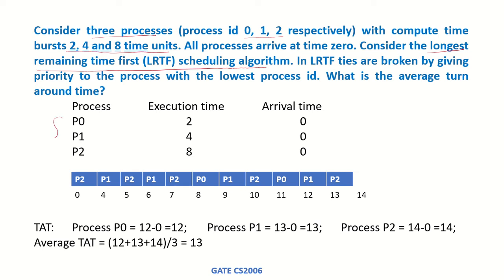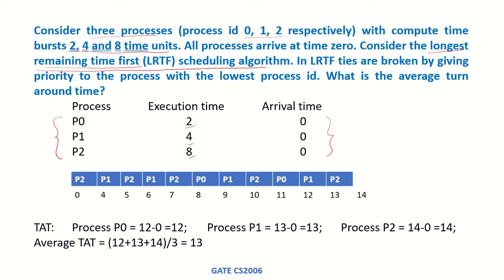So we have these three processes P0, P1, P2. Their execution times are 2, 4 and 8. And all of these three processes have arrived at time 0. So this system is following the longest remaining time first scheduling algorithm.